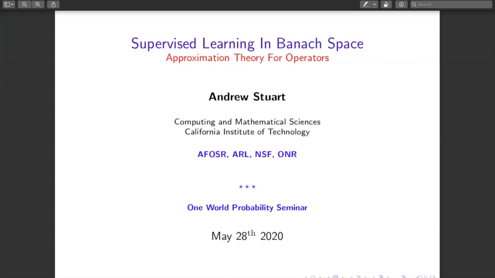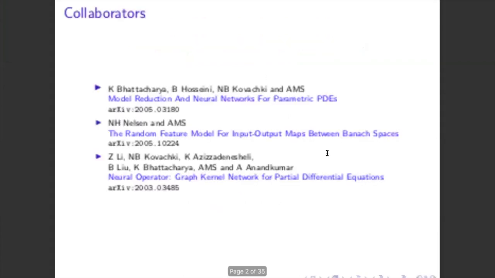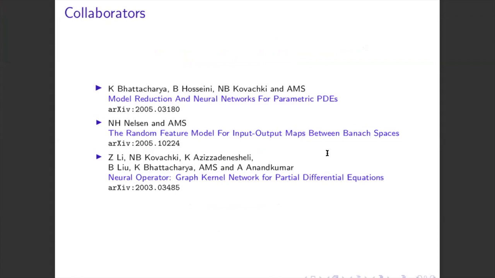But I will then show you three specific examples of this idea, and they come from three different papers, all of which are on the archive, and involve different collaborators, all of whom are from Caltech. Kaushik and Anima are colleagues in mechanical engineering and computer science, respectively. We're working with postdocs Bamdad and Kamyar Azizzadenesheli, and PhD students Nick Nelsen, Nick Kovachki, and Zongyi Li. So this is really a collaborative effort, and I'm the lucky one that gets to present it to you.